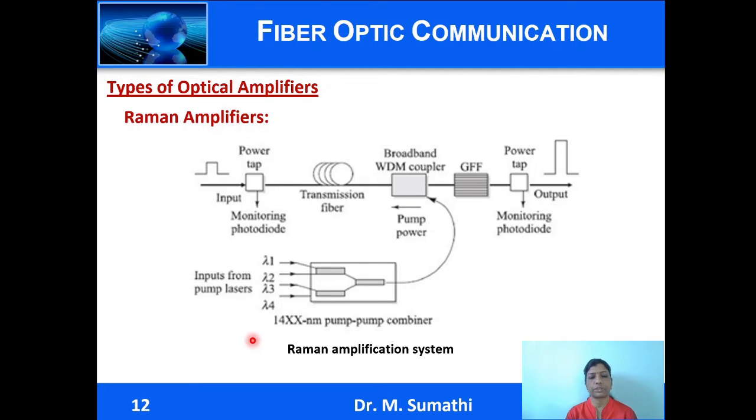This block diagram shows a Raman amplification system. So 4 pump lasers are used. They are combined using a combiner and coupled in the counter propagation direction to that of the signal that is propagating using a WDM coupler. The power of the input signal is tapped at the input and output to compare the amplification that has been carried out, and the signal as it propagates, due to Raman effect, gets amplified, and gain flattening filters are used to flatten the gain, and we get an amplified signal.